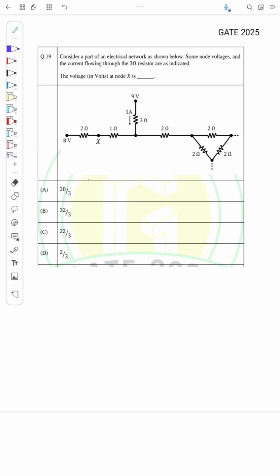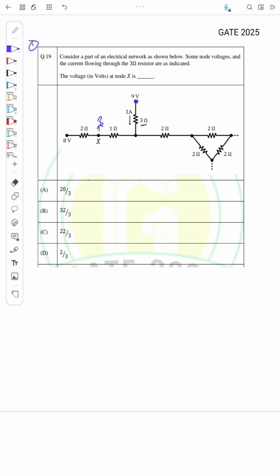So this is a question from GATE 2025. Consider a part of an electrical network as shown below. Some node voltages and the current flowing through the 3 ohm resistor are as indicated. The voltage at the node X is, so I need to find what is the voltage here, right? And given there is a 1 ampere current flowing through the 3 ohm resistor.